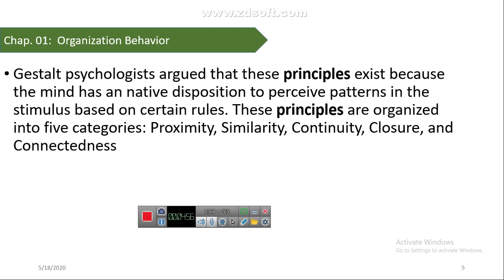These five categories are not in our course, and next week it will not be covered. After the midterm, in week number 9, we will discuss proximity, similarity, continuity, closure, and connectedness in detail.